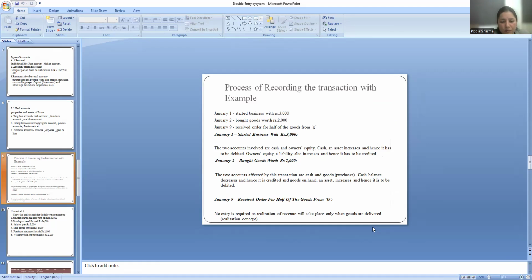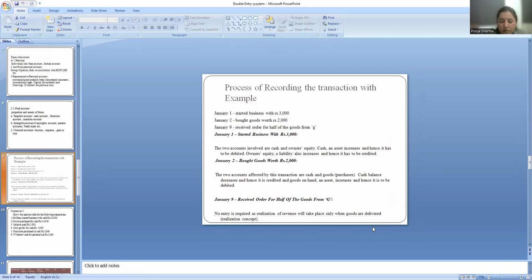Third transaction, January 9th: received order for half of the goods from G. Remember this. There is no give and take activity, there is no monetary transaction, so we cannot record it in the books because the order is only placed. Placing an order doesn't mean that there is any transaction.